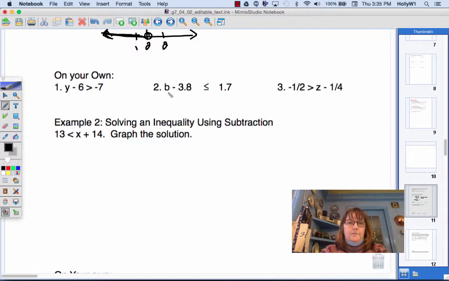Welcome back. The answers to these are: if you add 6 to both sides, you end up with y is greater than negative 1. And that looks like this on a number line. I'm going to draw it up here because I really didn't give myself a lot of room. So 0, 1, negative 1. And it's an open circle, and y is greater than, so it goes that way.